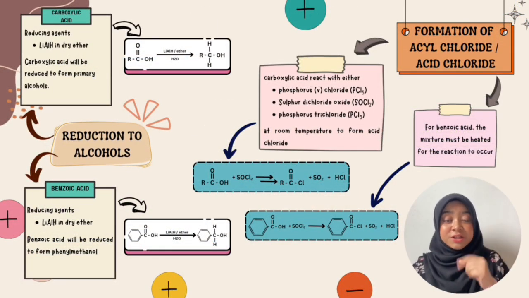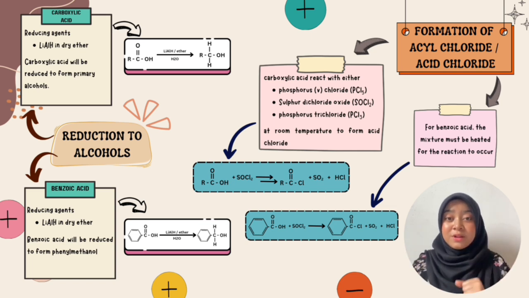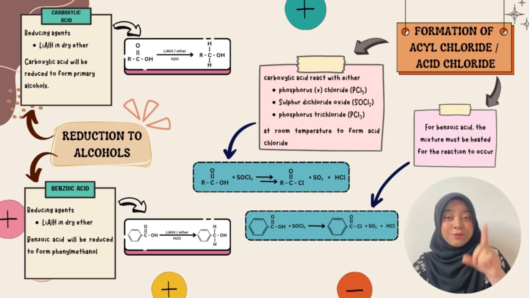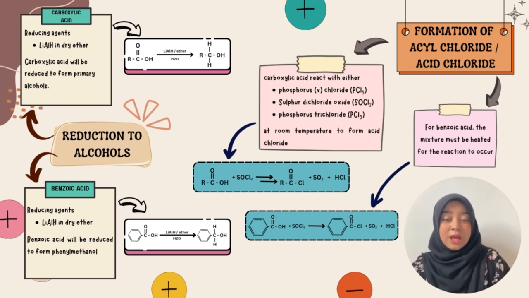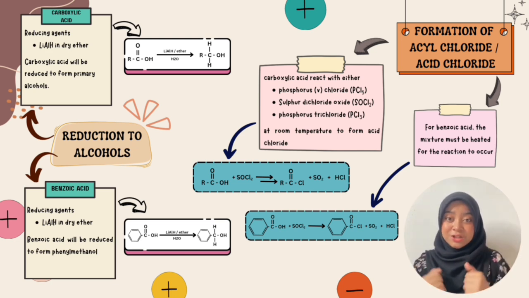Next, we have reduction to alcohol. Carboxylic acid and benzoic acid have the same reducing agent, which is lithium aluminium hydride in dry ether. Carboxylic acid will be reduced to form a primary alcohol, while benzoic acid will be reduced to form phenylmethanol. Now, let's move on to the formation of acyl chloride or acid chloride. Carboxylic acid will react with either phosphorus pentachloride, sulfur dichloride oxide, or phosphorus trichloride at room temperature to form acid chloride. For benzoic acid, the mixture must be heated for the reaction to occur.